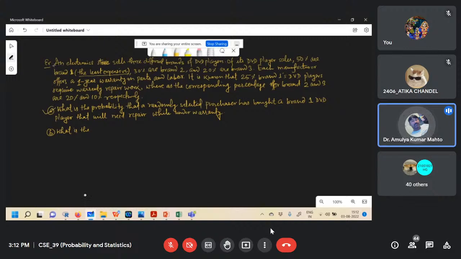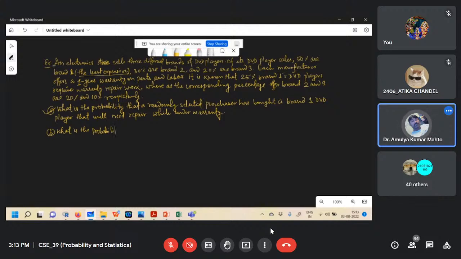So the problem is: what is the probability that a randomly selected purchaser has bought a brand 1 DVD player that will need repair while under warranty? This is the first problem. I am adding one more. What is the probability?